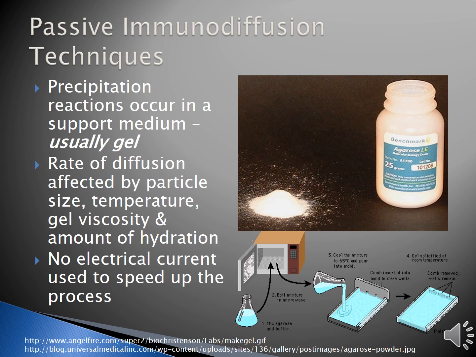The rate of diffusion can be affected by particle size, the temperature, like I said previously, gel viscosity, and the amount of hydration in the gel. So these are all things that we have to consider when we are doing precipitation testing through passive immunodiffusion techniques. Now, using these techniques, we do not use electrical current to speed up the process. We just allow it to sit there and go at its own pace.